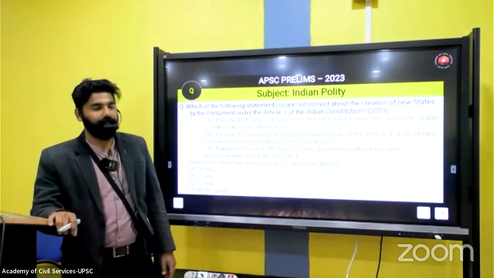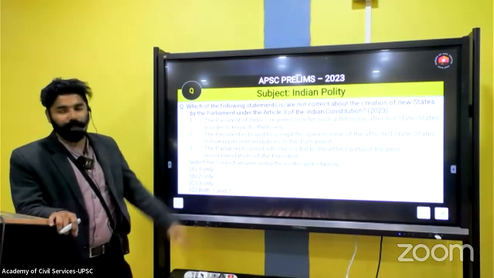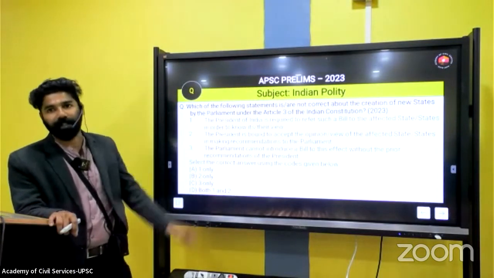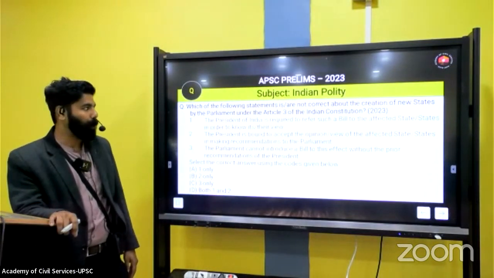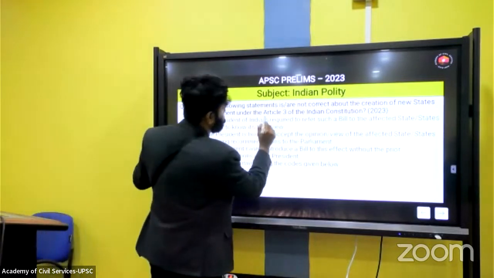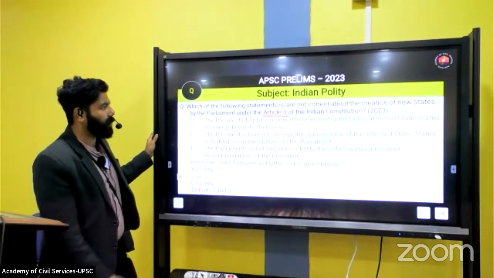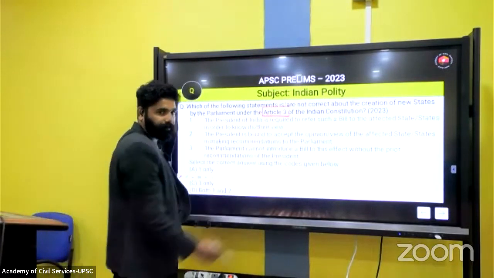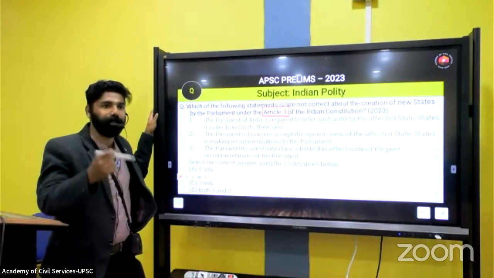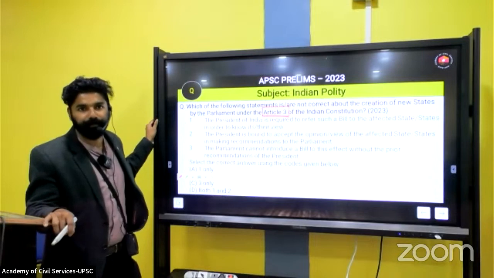And a question on this was asked in APSC 2020. This was a model question we had already given to the students. This is how we are teaching in our classes. Article 3: creation of a new state is also part of Article 3. It can be creating a new state, changing the name, or altering the boundary, anything. Only Parliament can do it.